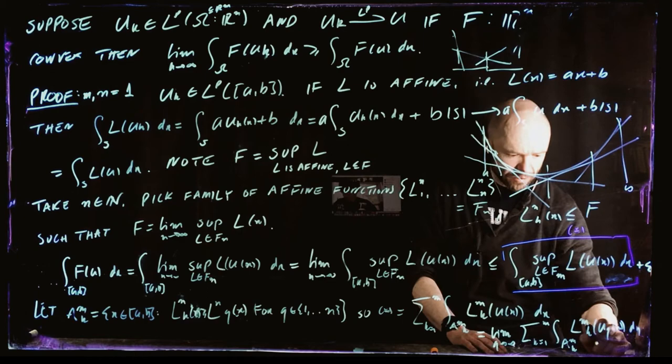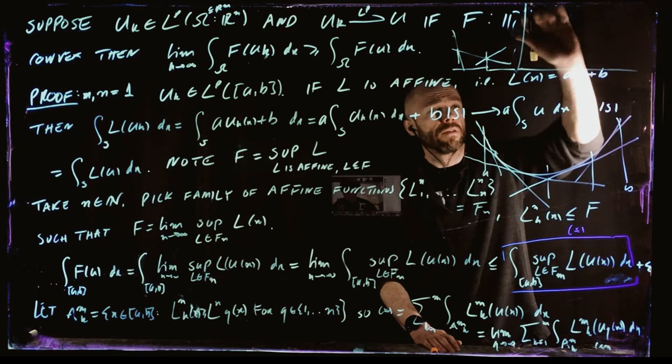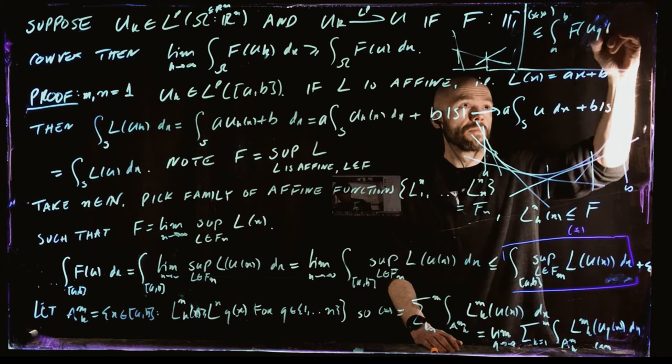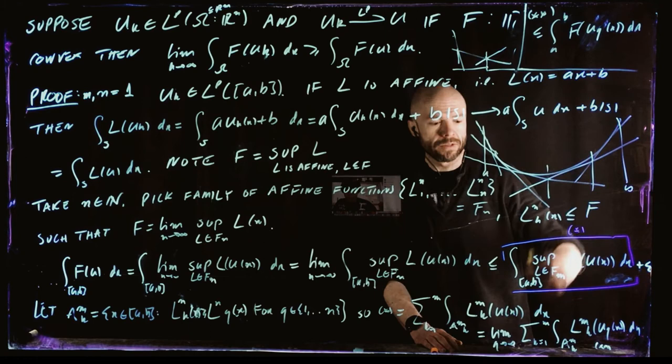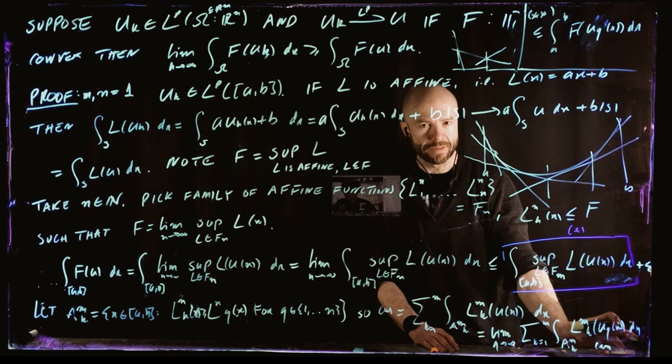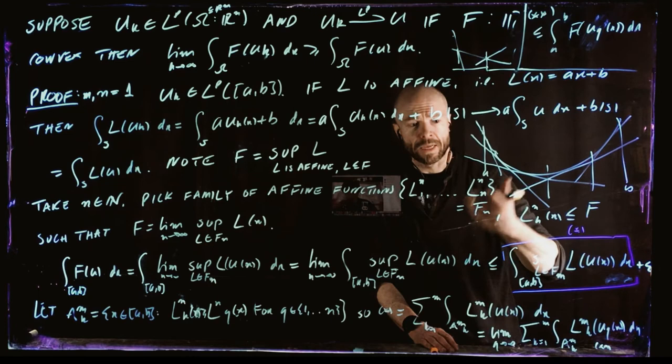This whole thing is actually bounded by the integral from A to B of F of UQ. Right? Or I could just do it in two stages. I could say that this thing is bigger than or equal to the supremum of L belonging to FM of all of these guys acting on UQ, but that would be exactly the same thing as this thing. Do you see what I mean? And by construction, this supremum is less than the actual function f itself.